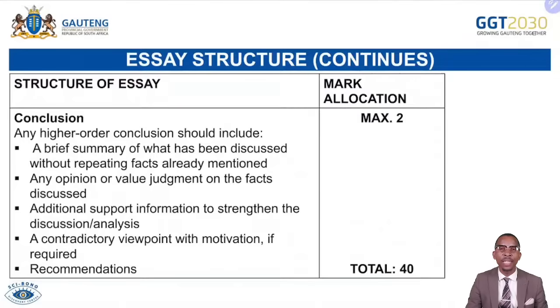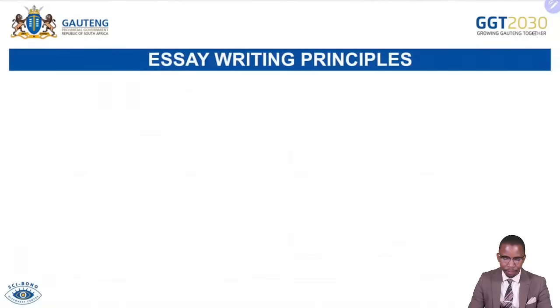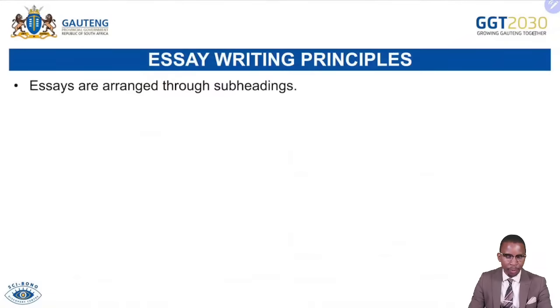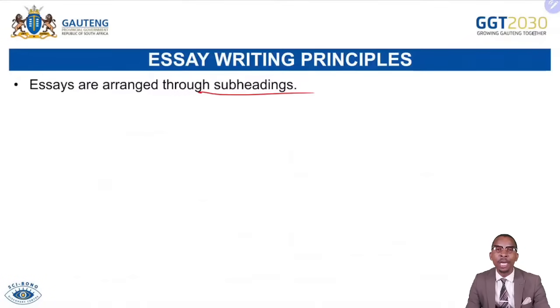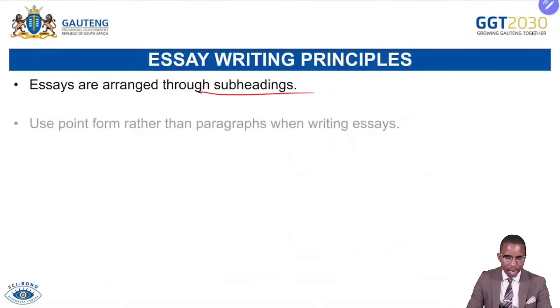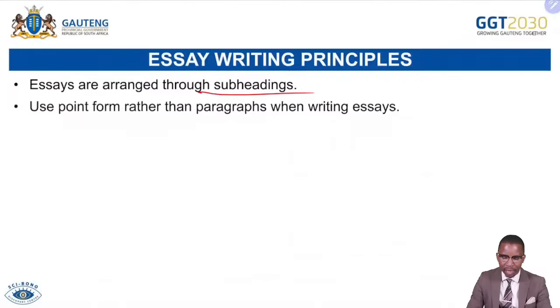You must ensure that as you answer in point form, give a minimum of 5 full points. Full sentences. Do not list, because listing will guarantee you obtaining only a maximum of 2 marks. And then essay writing principle: essays are arranged through headings and subheadings. Ensure that you provide headings before you explain. Don't just explain without providing headings because you will forfeit marks. Remember, the heading provides you with a better structure to be able to discuss what is relevant. And then use point form rather than paragraphs when writing an essay.